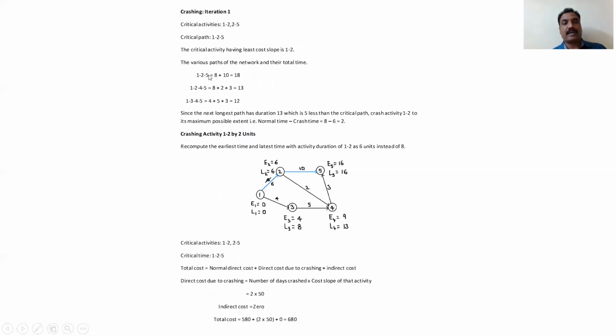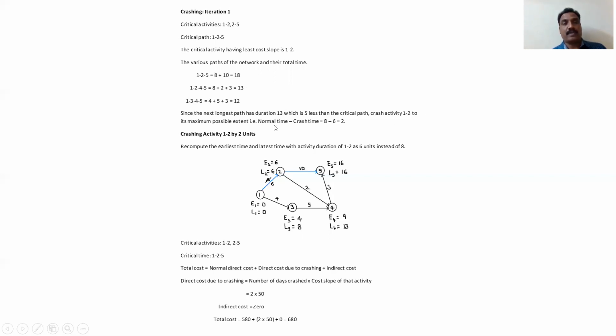What is the longest path according to this? 18, 30, and 12. Since the next longest path has a duration of 13, which is the next longest after 18, it is 5 less than the critical path. So the difference is 5. So we can crash a maximum of 5 units, that is 5 days. The maximum possible extent is 5. But how many units are actually possible, we have to check later. So here the possibility is 5.